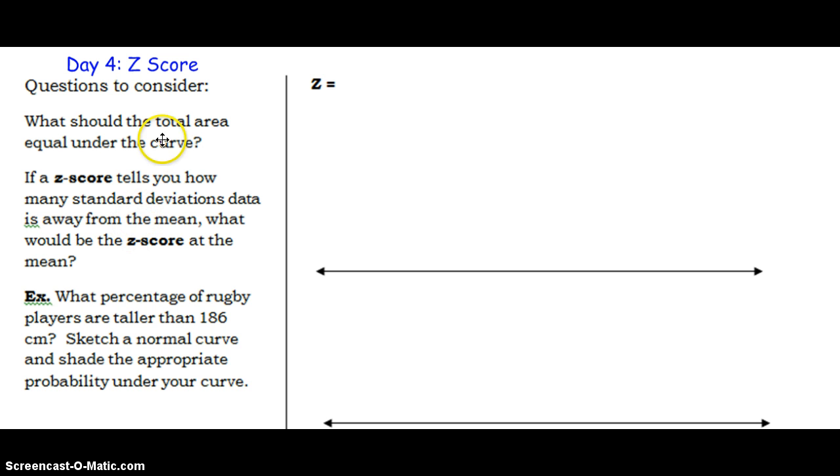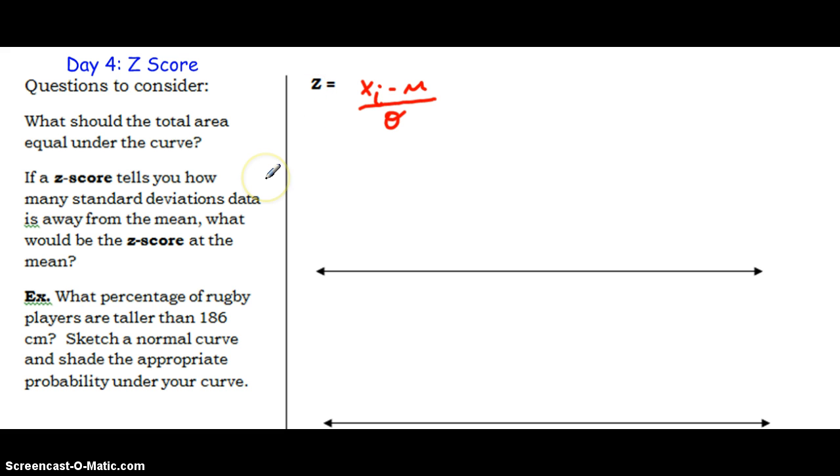So day 4 for Unit 9 is going to be talking about the z-score. You may remember this formula from Algebra 1, and it's on your formula sheet, so you don't have to memorize it. The z-score is x sub i minus mu, divided by our standard deviation. So you'll take a data point, subtract the mean from it, and then divide by the standard deviation to find the z-score.